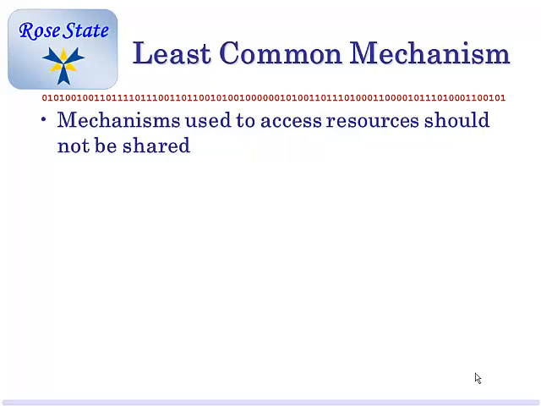All right. Least common mechanisms. Mechanisms used to access resources should not be shared. The same security mechanism for the chef in the kitchen should not be the same one protecting the financial system. You should not be sharing security mechanisms. Now, object-oriented does talk about reuse, but we're talking about other things.